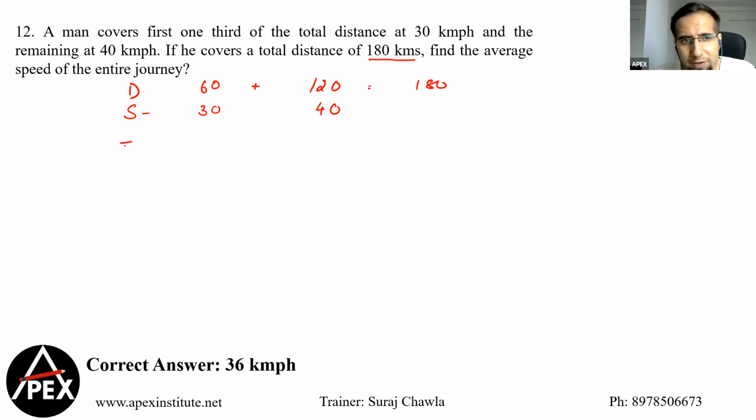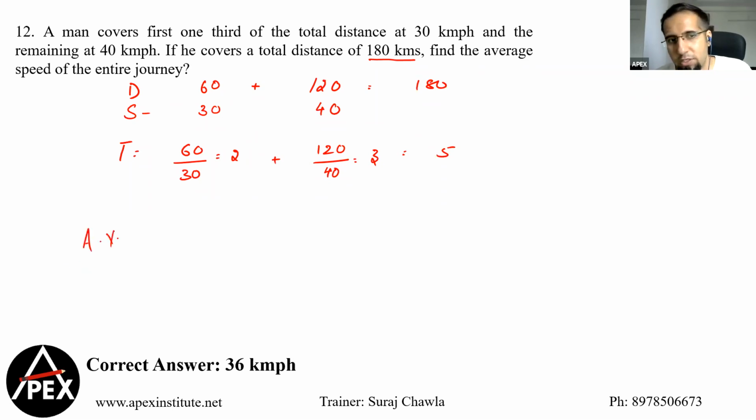So if I am given this, I can calculate the time taken. To calculate the time taken, we know the distance and speed. Distance by speed is the time taken. So 60 by 30 would give me 2 hours and 120 by 40 would give me 3 hours. So what is the total time taken? My total time taken is equal to 5 hours. Therefore, the average speed, we know, is total distance by total time. Total distance is 180 kilometers and total time is 5 hours. So your average speed for the entire journey here becomes 36 kilometers per hour. Is this point clear?